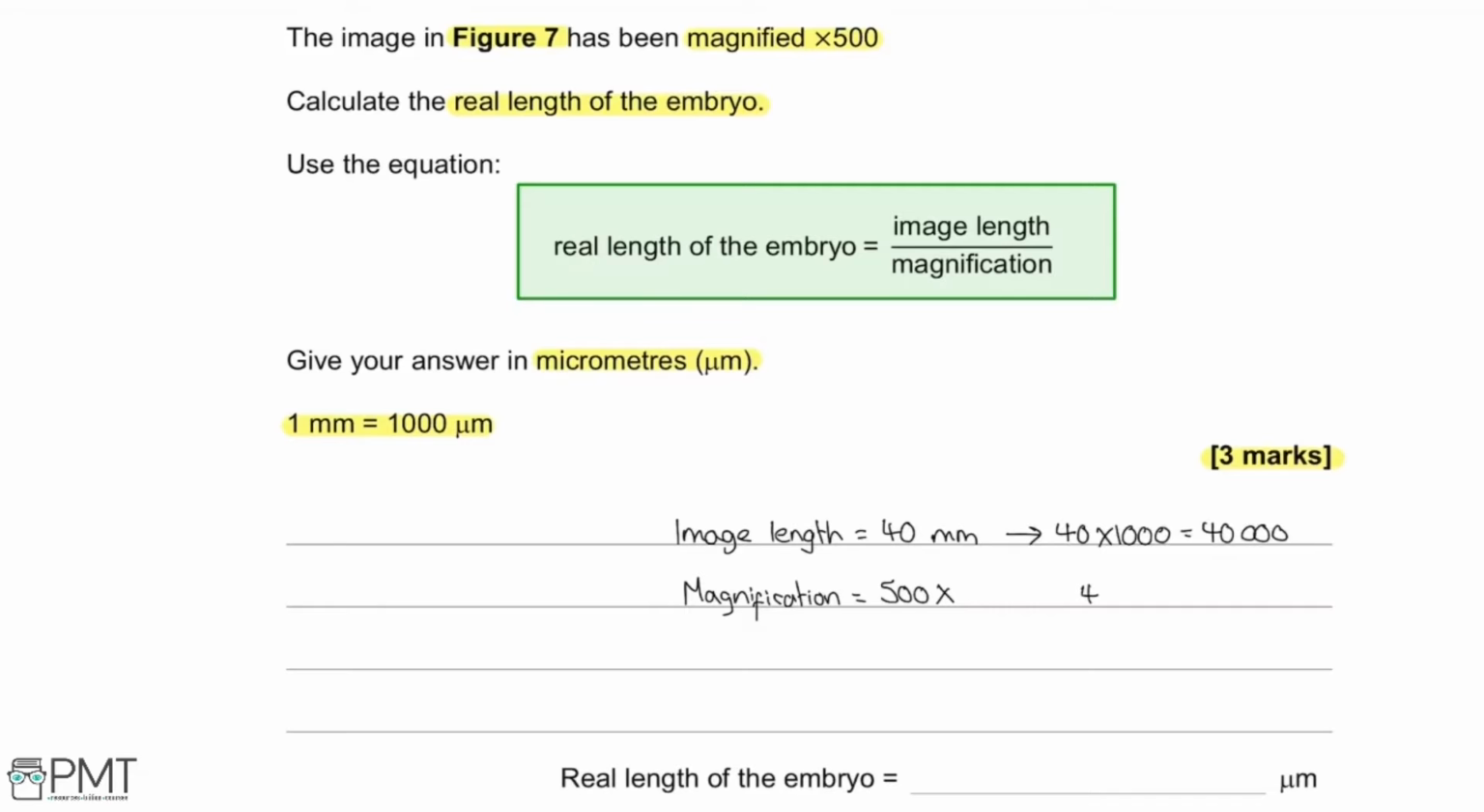Finally, we apply our equation, so the image length 40,000 divided by the magnification 500 gives us a final answer of 80 micrometers. So here you would get 1 mark for your conversion to micrometers, 1 mark for using the equation, and 1 mark for that final answer.